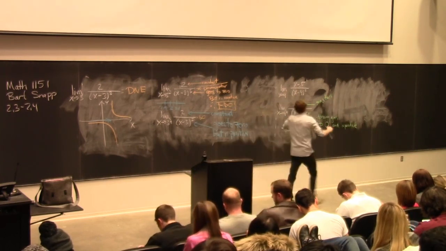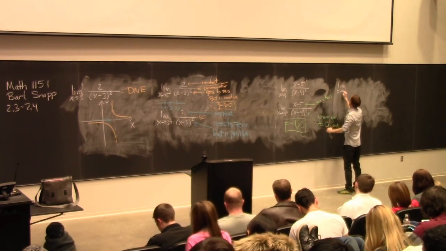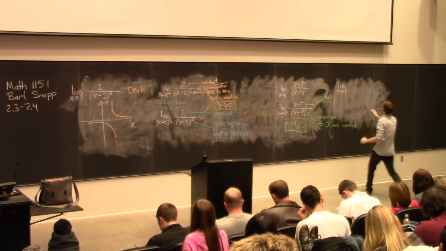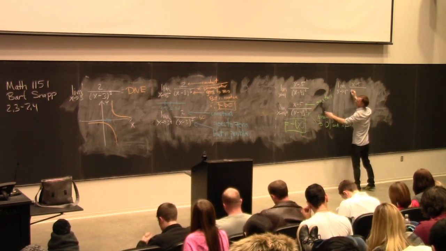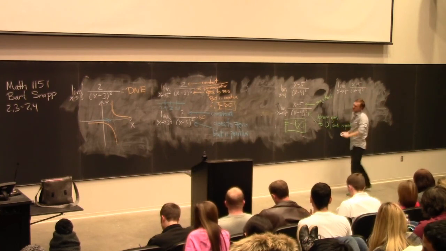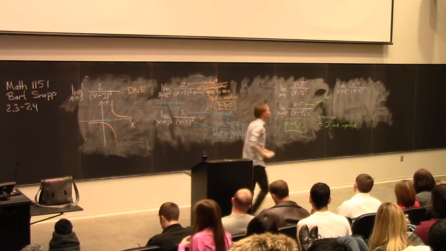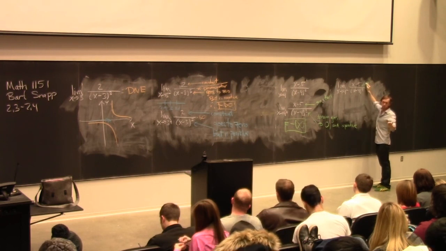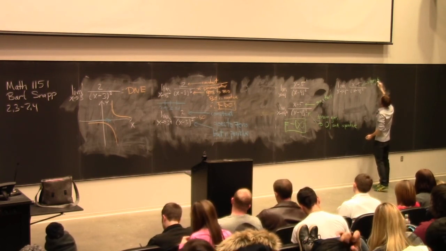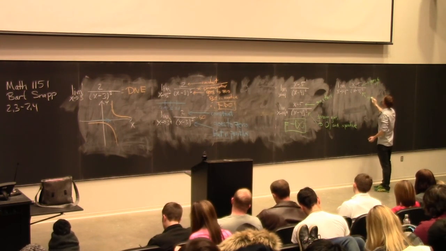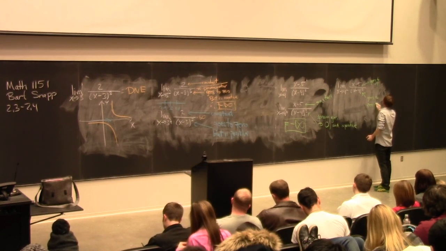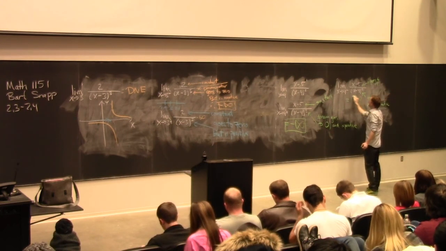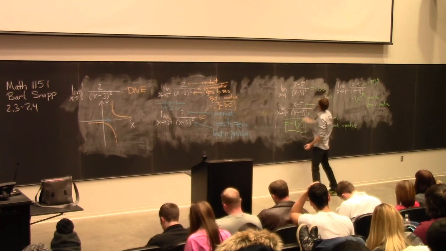So now let's look at the limit from the left. The limit as x goes to 4 from the left of (x minus 5) over (x minus 4) squared. What happens to the numerator? It goes to negative 1. The denominator goes to 0, and it's positive. So this is equal to negative infinity as well.